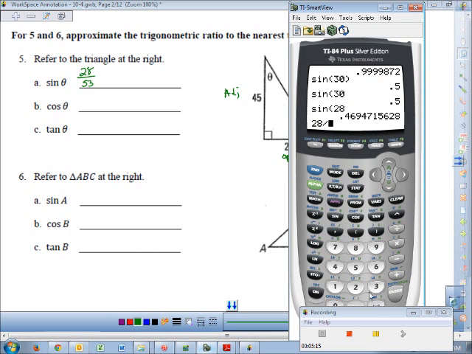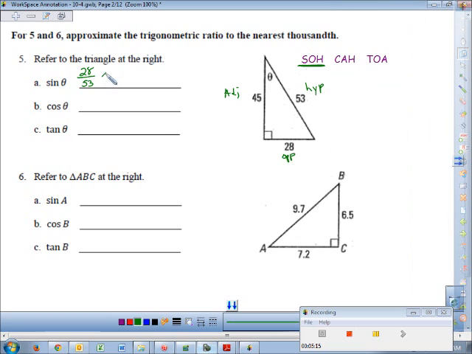We got to punch it in anyway because they want it to the nearest thousandth, right? So there it is. But how will I check to see if it reduces? Math, enter. Did it reduce at all? Nope. So now approximate it to the nearest thousandth, approximately 0.528. Y'all cool with that? Yes? No? Maybe?